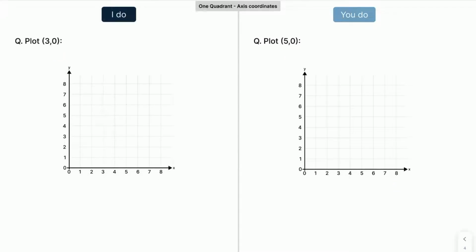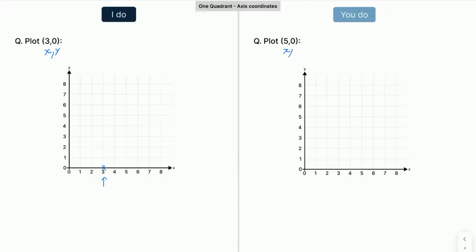Now we are looking at coordinates on an axis. So we're going to write (x, y) again. In this case, x is 3. That's right there. And y is 0. That means we do not move up. We stay where we are. Press pause and have a go at the example on the right.